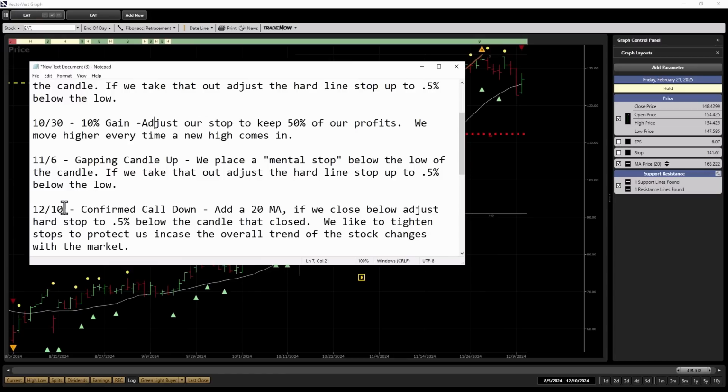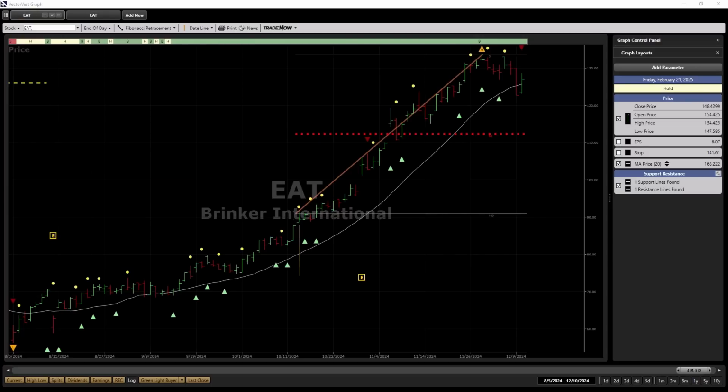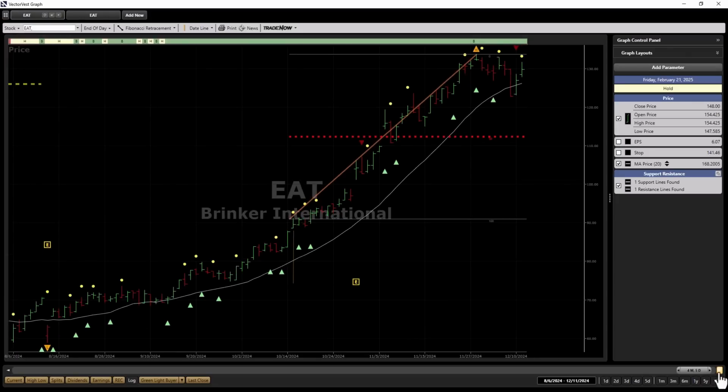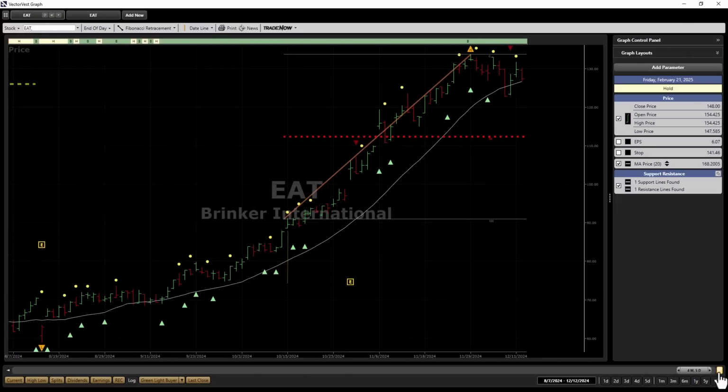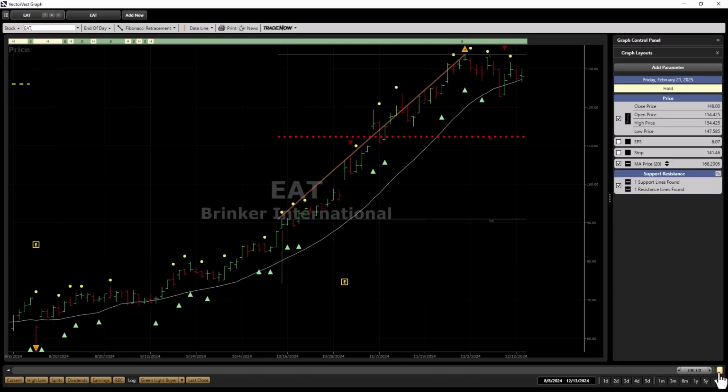So, just kind of keeping pace here. On December 10th, confirmed call down. We add our 20-period moving average. If we close below, adjust the hard stop to 0.5% below the candle that closed. Why? Because we like to tighten our stops to protect us. That's what it's all about. So, next bar comes in, everything is still looking good. Next bar comes in, we're still above the 20-period moving average. Next bar comes in, we're still above.